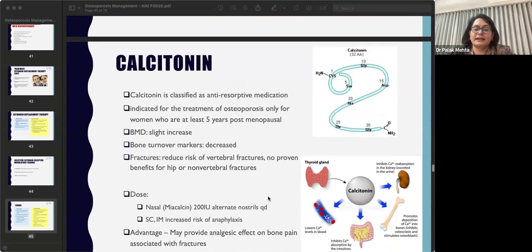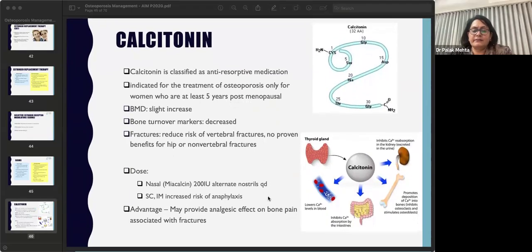Next slide, please. Calcitonin. So this is again a very easily available drug and very easy to take by the patient. It is classified as an anti-resorptive medication. For some patients, it also helps in the treatment of back pain, also acute back pain or acute vertebral compression fracture. Slight increase in the bone mineral density.